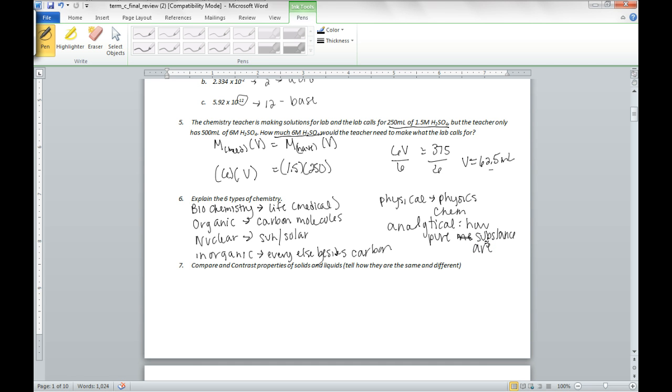Next it says, compare and contrast the properties of liquids and solids. Tell how they are the same, tell how they are different. If you're looking at a solid, solids are not going to have any movement. They're going to have a solid structure. These particles aren't going to be moving a lot, and they do have a definite volume. So little or no movement, I should say.